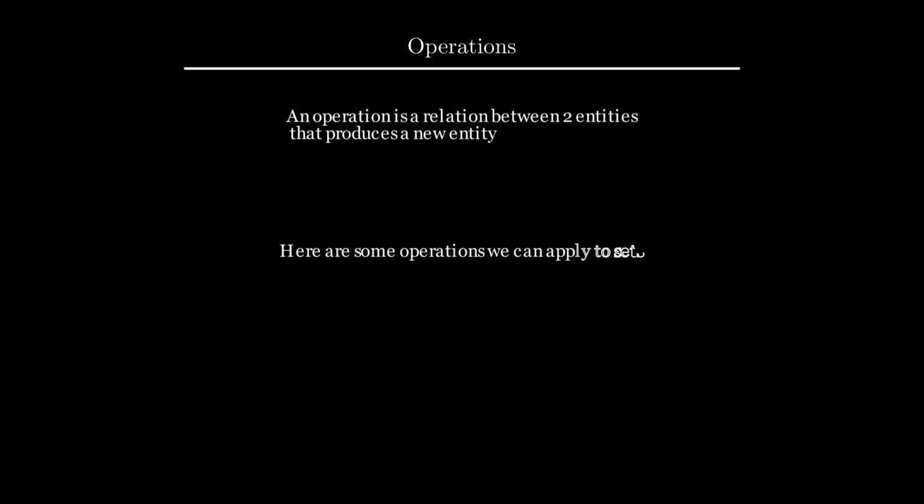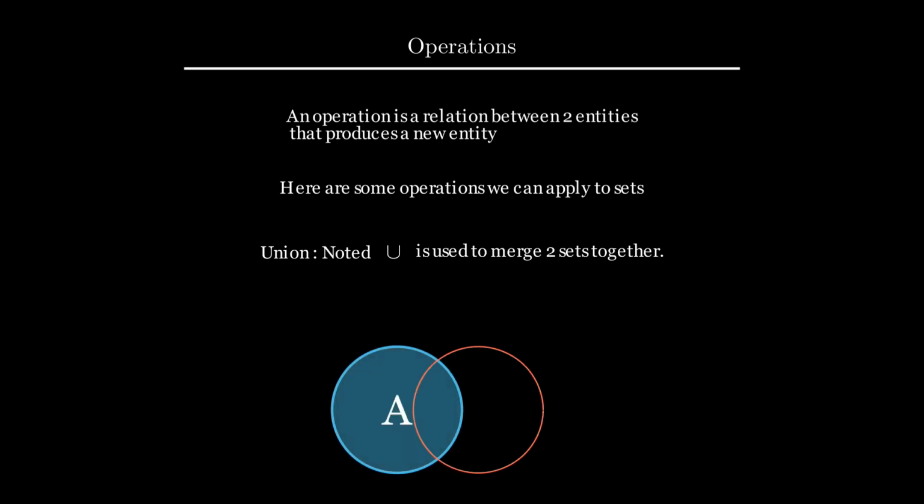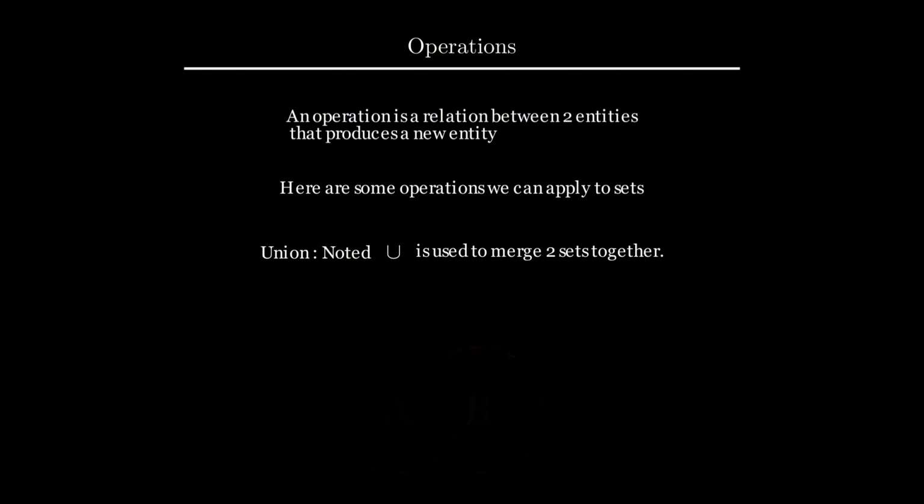We can also perform manipulation with these sets. This is called an operation. An operation is a relation between two entities that produces a new entity. Here are some operations we can apply to sets. We have the union, and it is used to merge the two sets together. Like we can see down below with these circles A and B, and they are getting linked together.